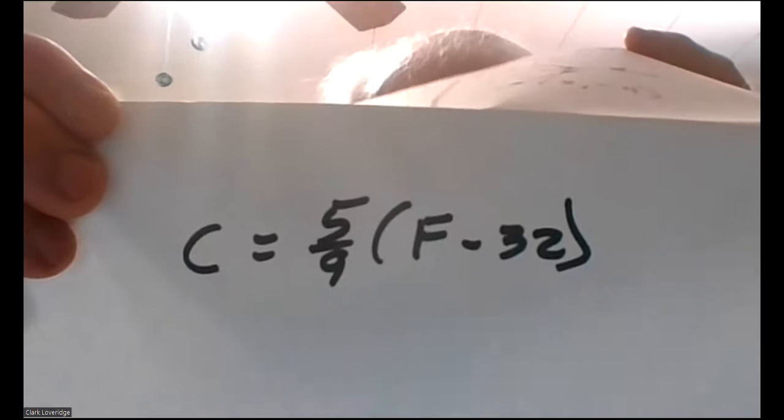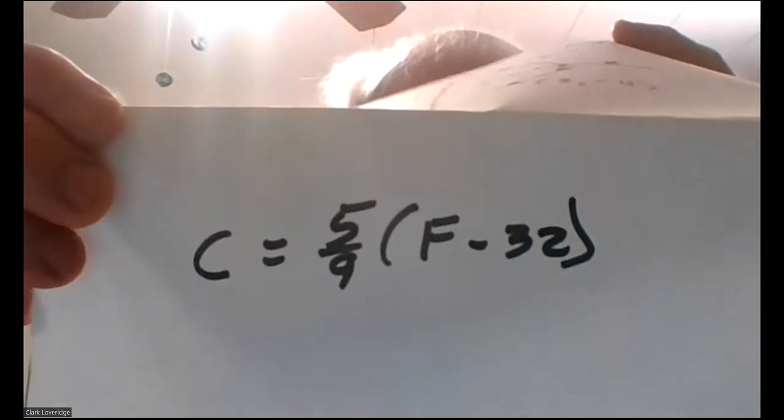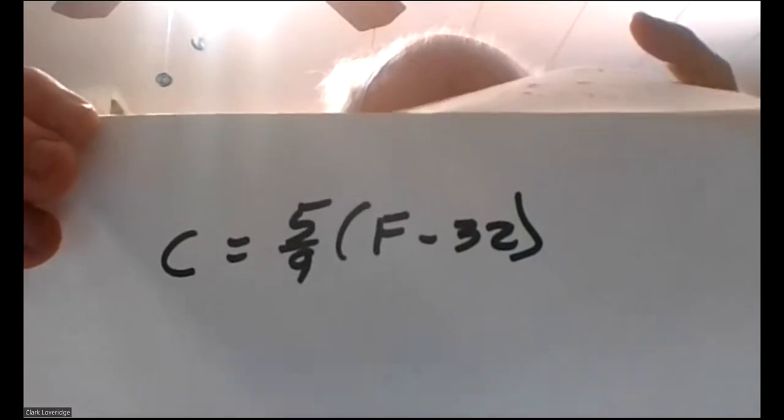An example of a function would be the formula for converting from Fahrenheit to Celsius. There's only one Celsius value for each Fahrenheit value. This is the formula here, C equals 5/9 parentheses F minus 32. And that formula converts any Fahrenheit temperature into Celsius. So that would be an example of a function, and it's more or less typical of the types of functions we'll be working with.